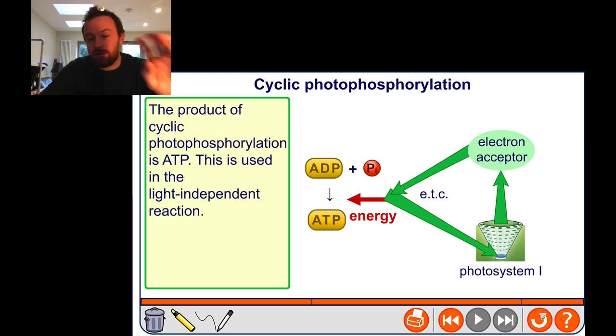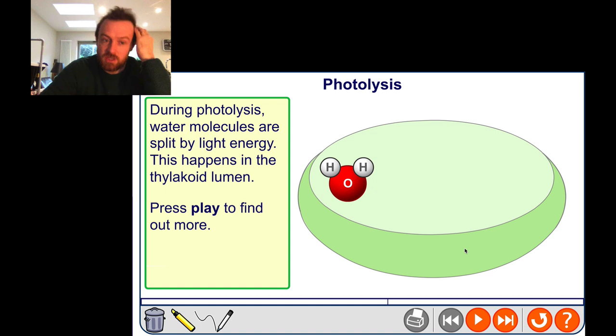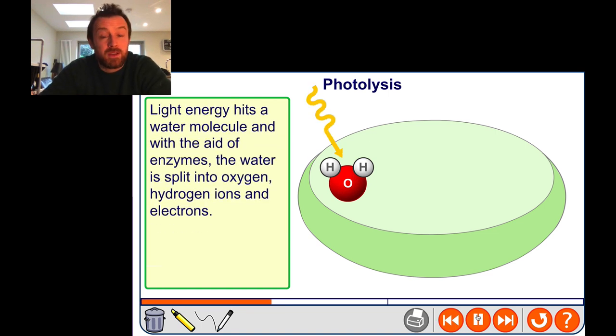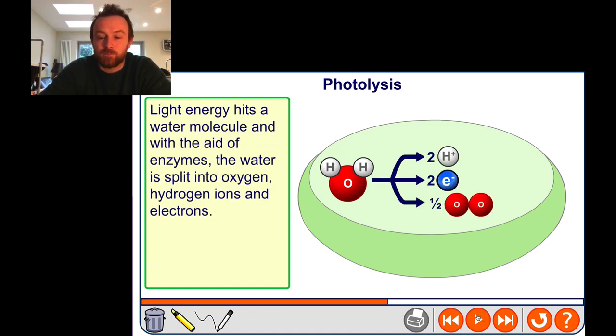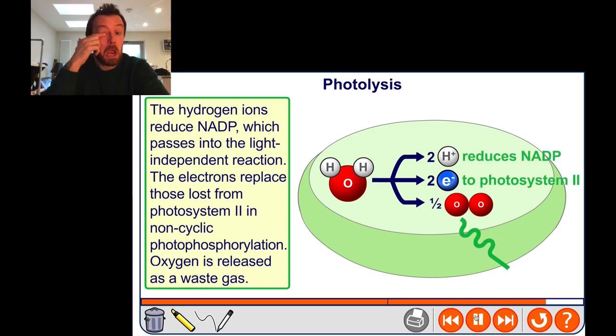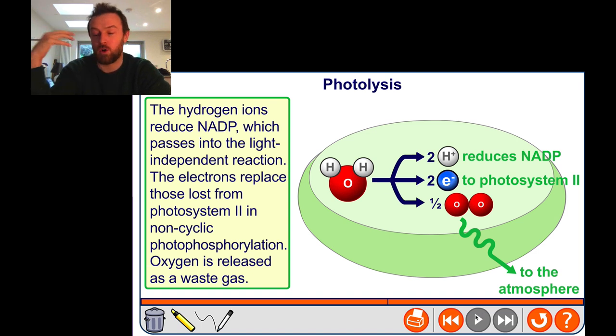The other part of the puzzle that we haven't looked at yet is photolysis, which is the splitting of water, and this occurs only at photosystem two in a specific part of it called the oxygen evolving complex. Basically, light energy is used to split water, to rip the molecule apart. From a water molecule, we can make two protons, two electrons, and half of a molecule of oxygen gas. So if we balance the equation, we need two molecules of water to produce one molecule of oxygen gas. Okay, now let's get back to the mind map and label all that stuff.